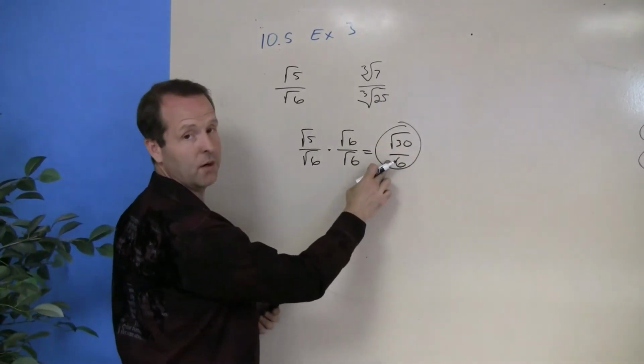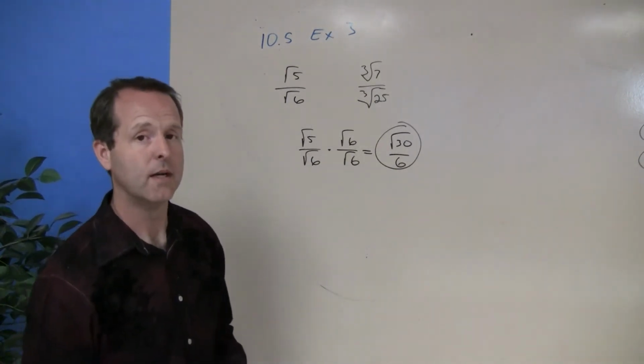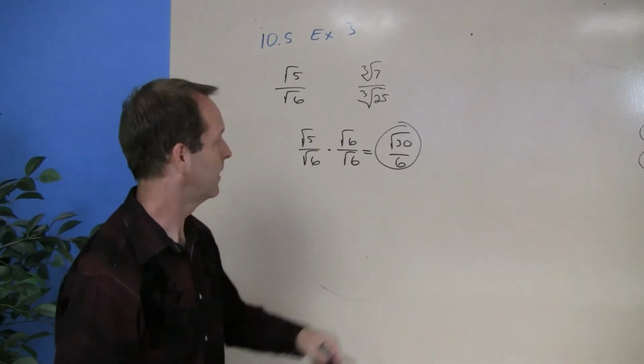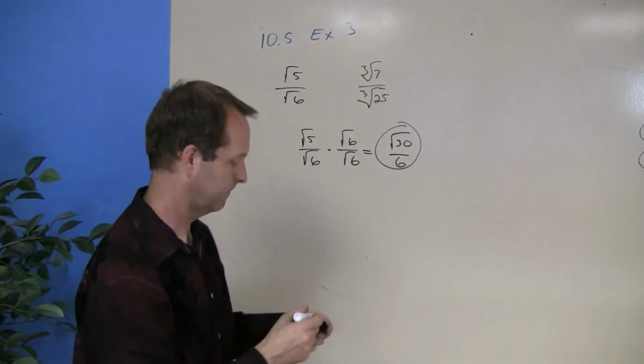Now this number is the exact same thing as that number. Their value is the same. But one is considered more reduced than the other. And it's this one simply because there's no radical in the denominator.